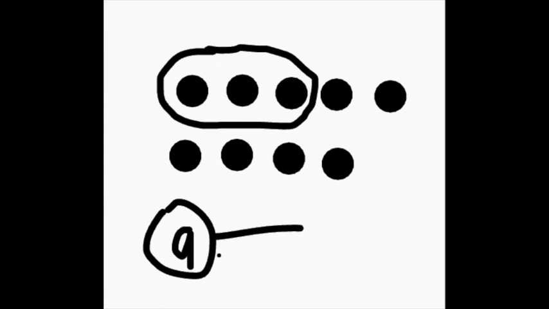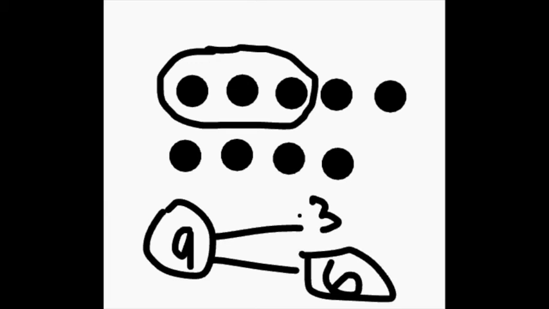How can we figure that out? Well, we have to count the ones that aren't in the circle. 1, 2, 3, 4, 5, 6. So let's turn this into a number bond. 9 is our whole, and 3 and 6 are our parts.